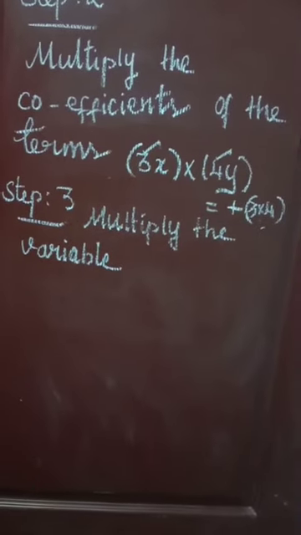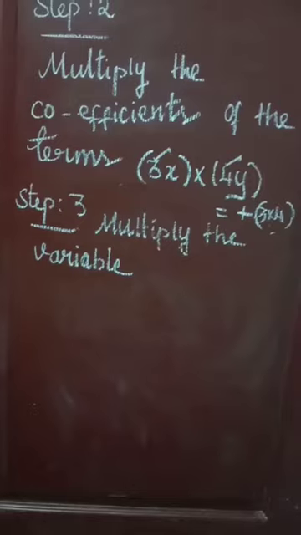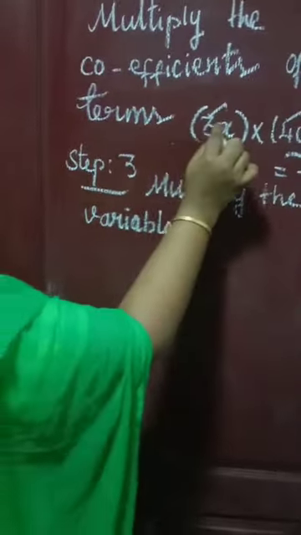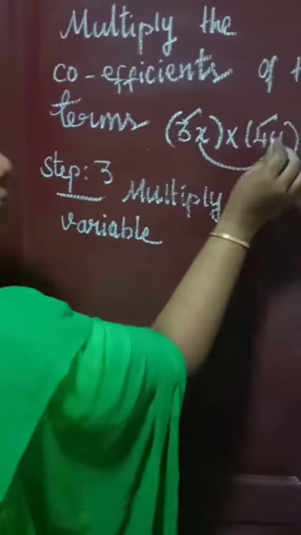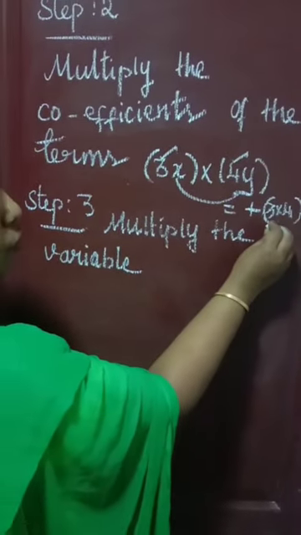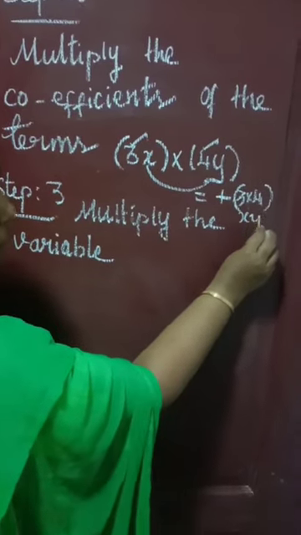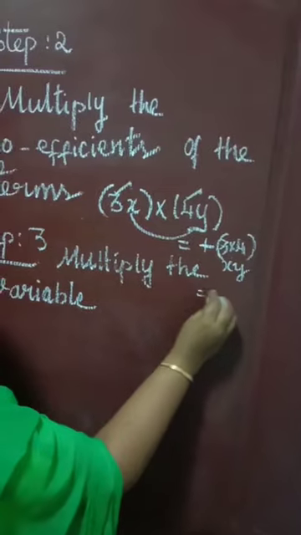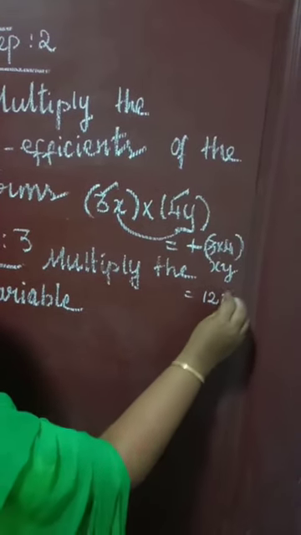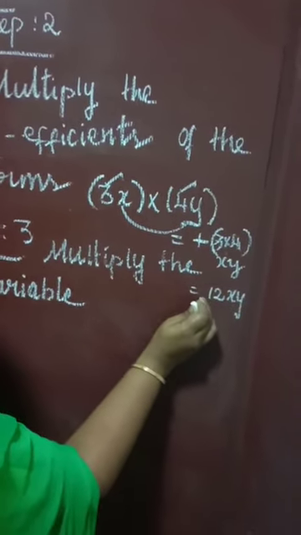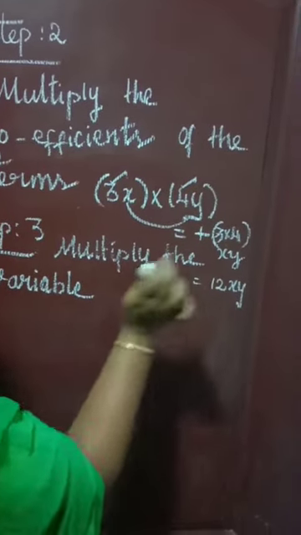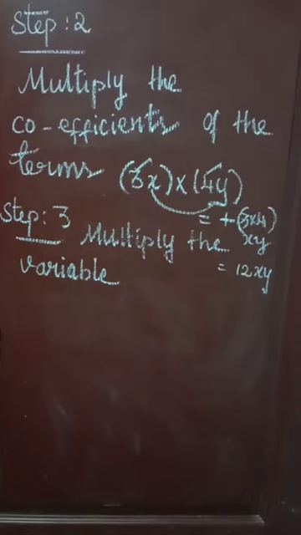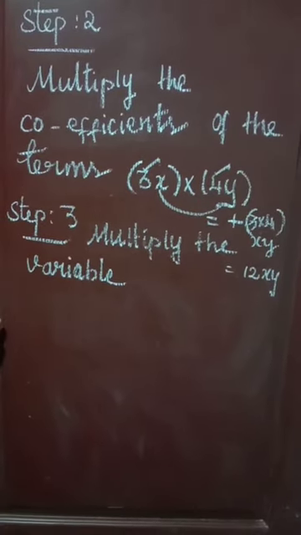Next step is to multiply the variables. Here x is the variable and here y is the variable. So, next we multiply x and y. What is the answer of x into y? It is xy. So, 3 fours are 12, and x into y is xy, so the answer is 12xy. Nothing is put here, which is understood as plus. These are the basic steps of multiplication.